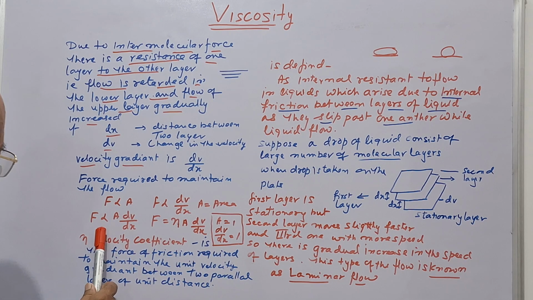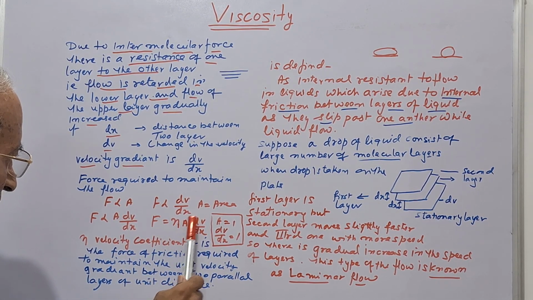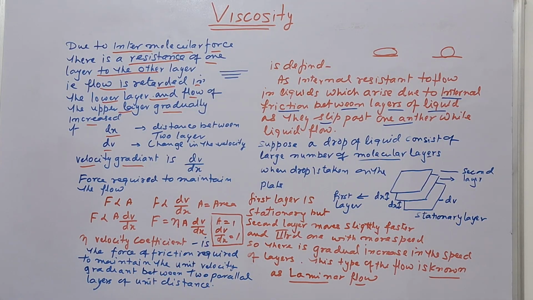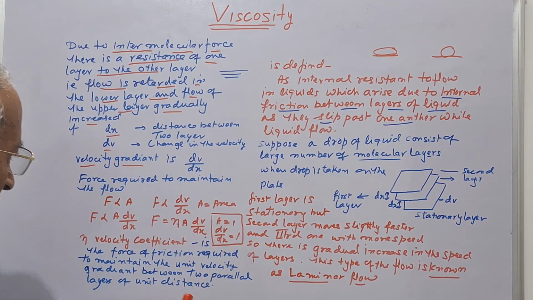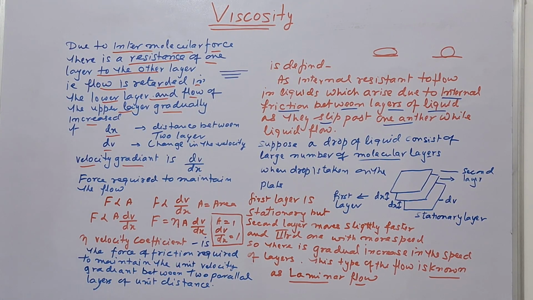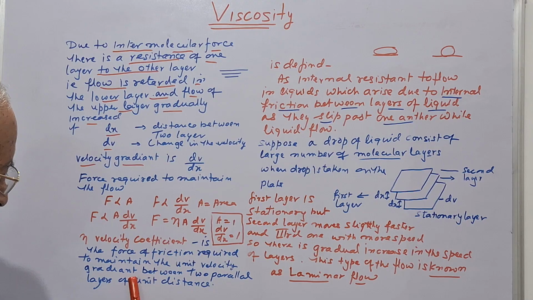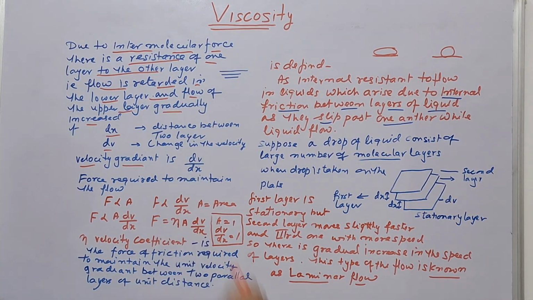So we say that force is equal to a velocity constant times area times the velocity gradient. If the area and the velocity gradient are unity, then the force is equal to the velocity coefficient. So here the velocity coefficient is the force of friction required to maintain the unit velocity gradient between two parallel layers of unit distance. So this is the viscosity.